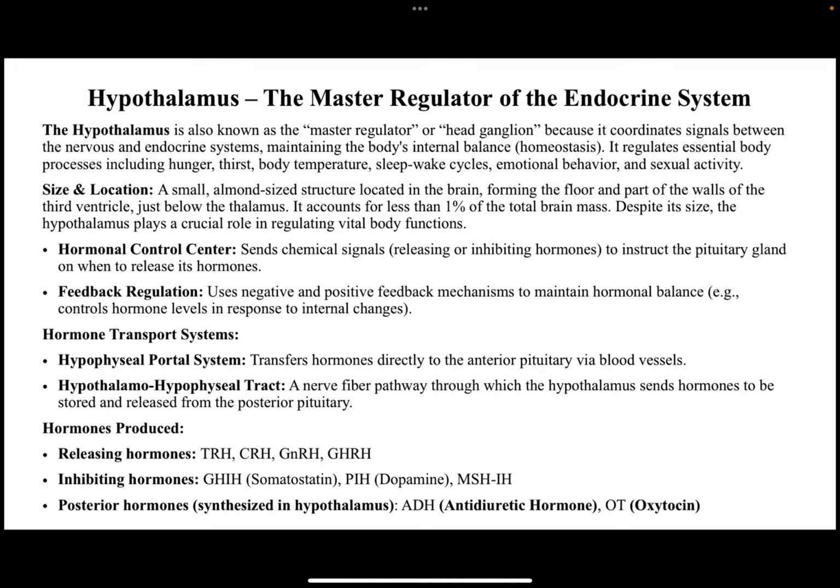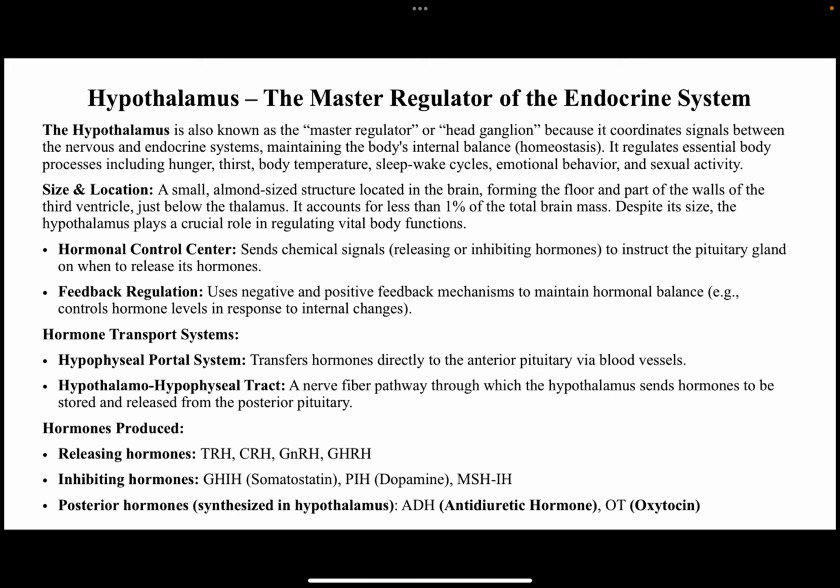Now, note that the hypothalamus is very small in size, even though it's not the smallest endocrine organ. The smallest endocrine organ is the pineal gland. The pineal gland is about 5 to 8 mm long and weighs around 0.1 grams. The hypothalamus is also very small. It weighs about 4 grams.